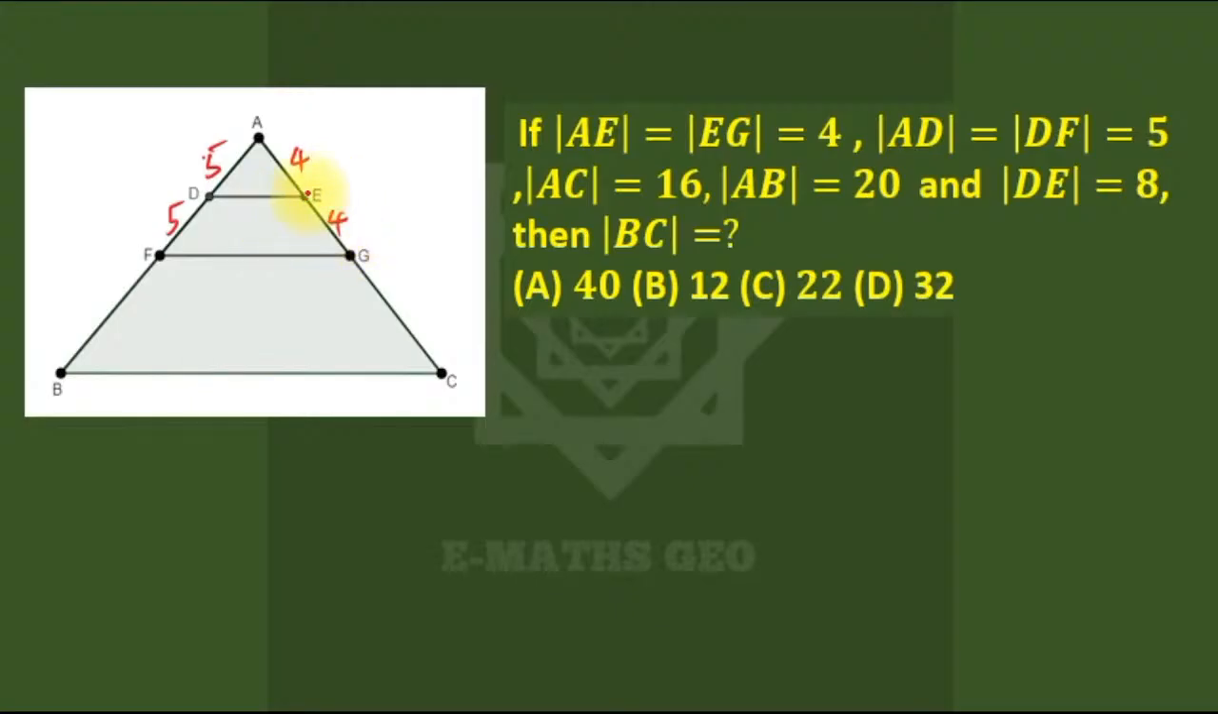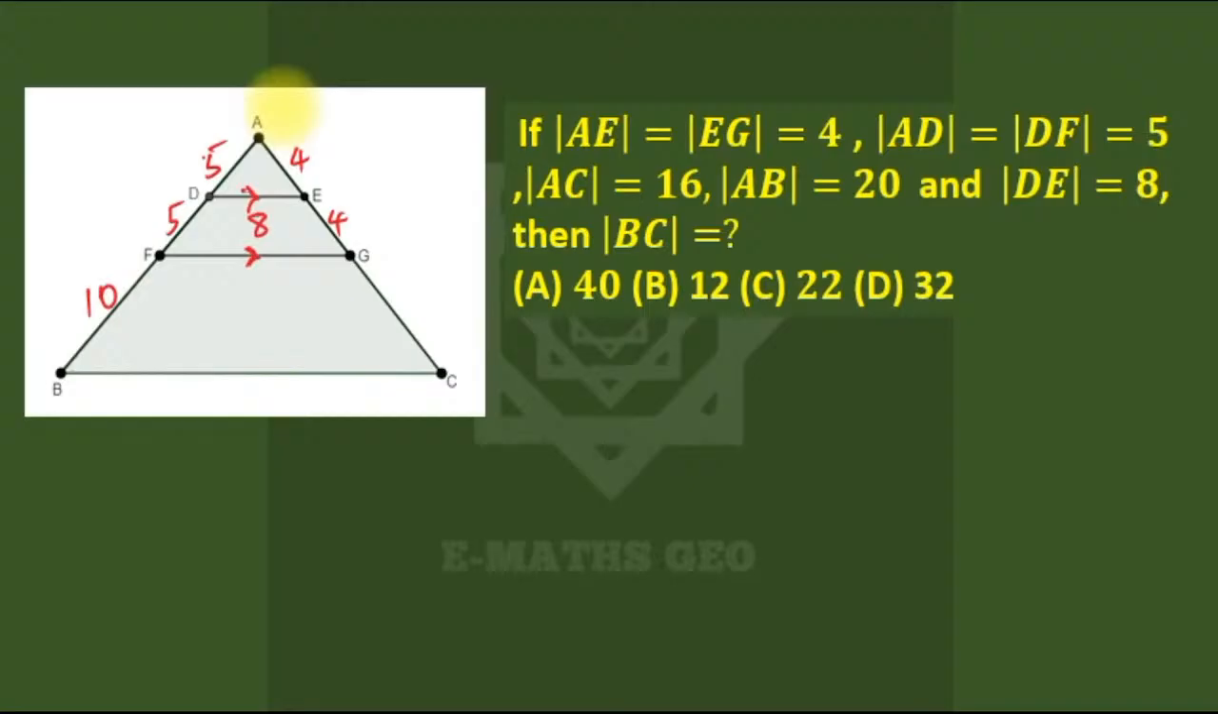So what do you have to say? This is the middle, and this is the middle, which shows that this is parallel to this. Yes, we're going to use the mid-segment theorem. So why this? They said AB is 20. So if here is 10, here is 10, for it to be 20. Why DE is 8. So here DE is 8. We have to find BC.